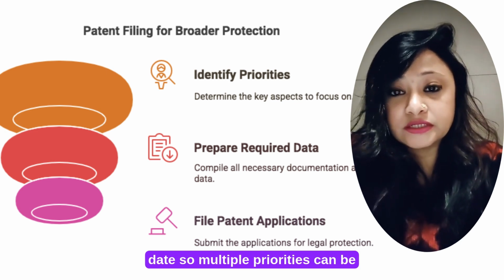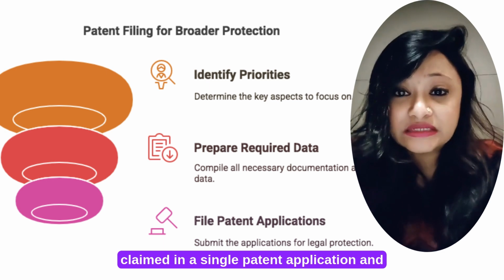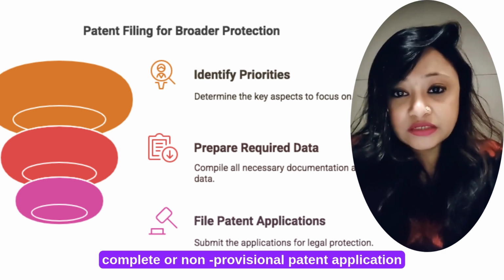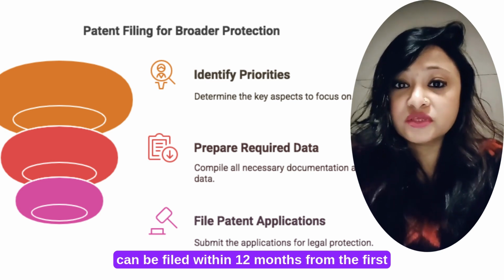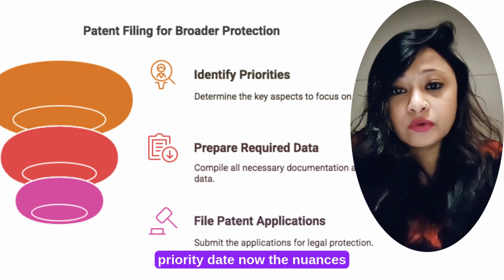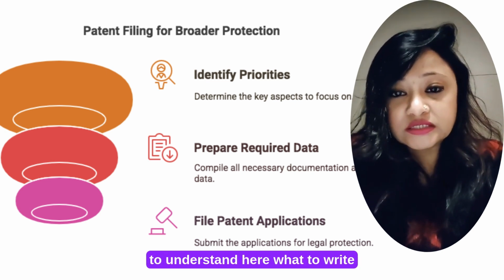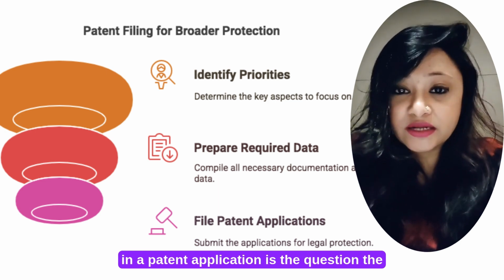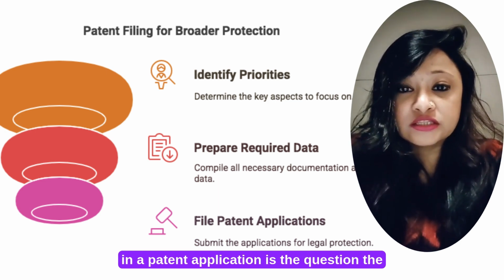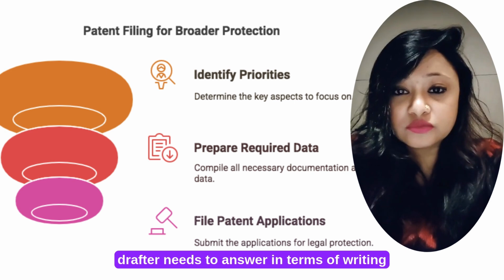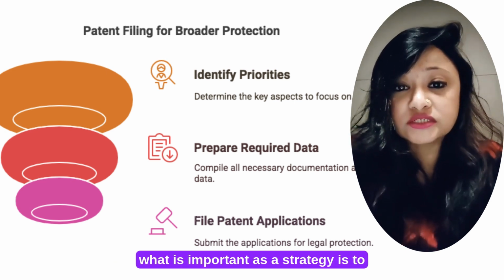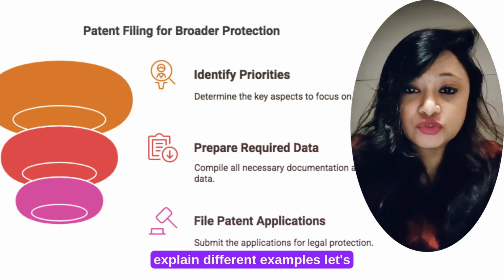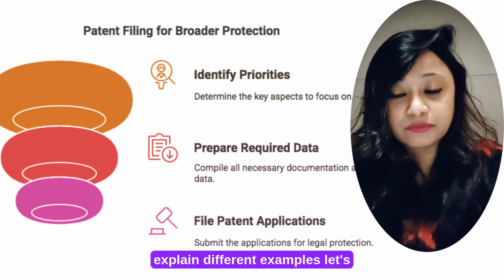So multiple priorities can be claimed in a single patent application, and a complete or non-provisional patent application can be filed within 12 months from the first priority date. Now, the nuance to understand here is what to write in a patent application, which is the question the drafter needs to answer in terms of writing the patent application. What is important as a strategy is to explain different examples.